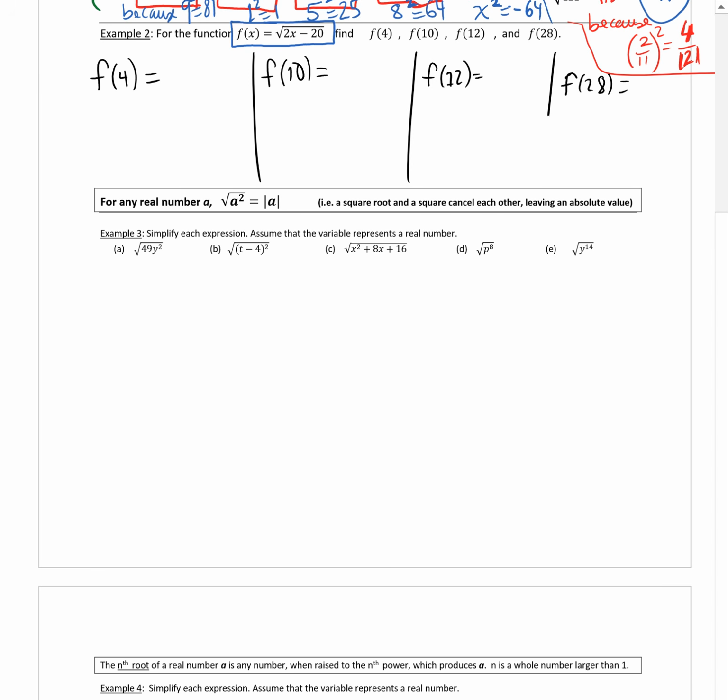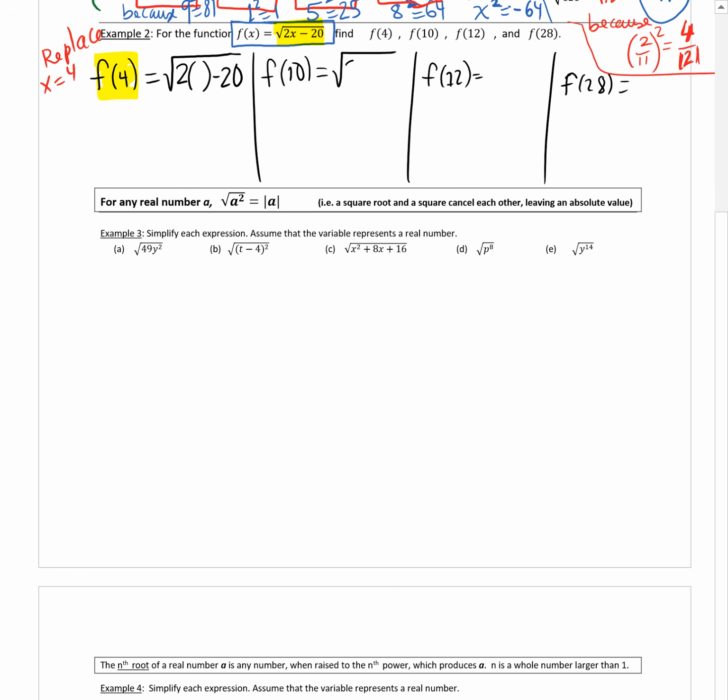I'm going to section them off so I don't get confused. But if you remember from the function section, we said if you want to find, for example, the first one, f of 4, all you do is take the function and replace x with 4. So I'll take the x in that function and replace it with 4. I'm going to rewrite that function. It looks like the square root of 2 times x, but I want to replace x, and then minus 20.